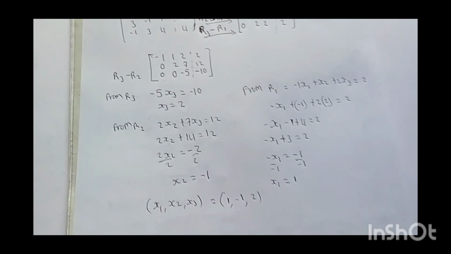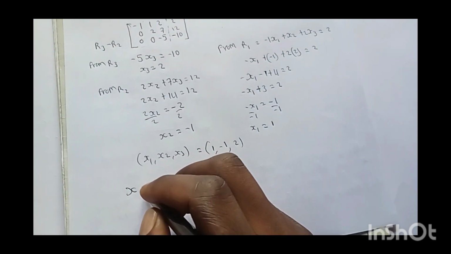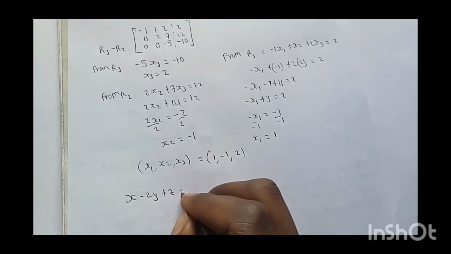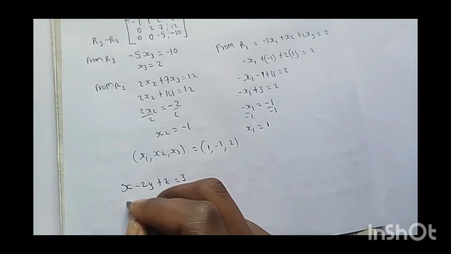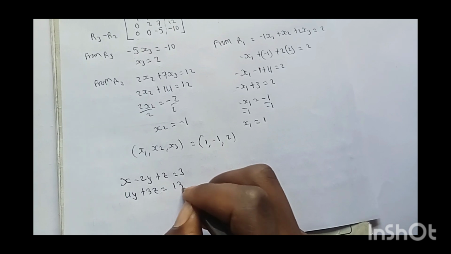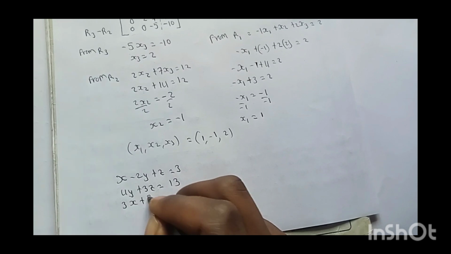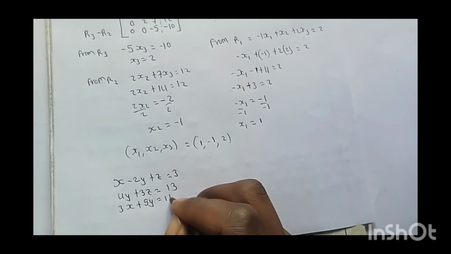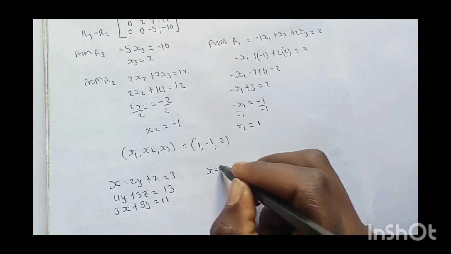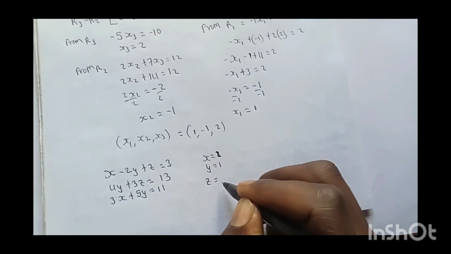You can try this at your own time. We have x minus 2y plus z is equal to 3. The next equation is 4y plus 3z is equal to 13. The next equation is 3x plus 5y is equal to 11. You can try it at your own time and you will find that x is equal to 2, y is equal to 1, and finally z is equal to 3.